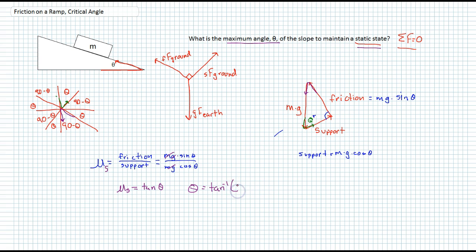It's interesting, it's independent of g and mass. So this relationship works for any object, and it works really in any location, whether it's on Earth or on Mars. It's kind of cool how it works.